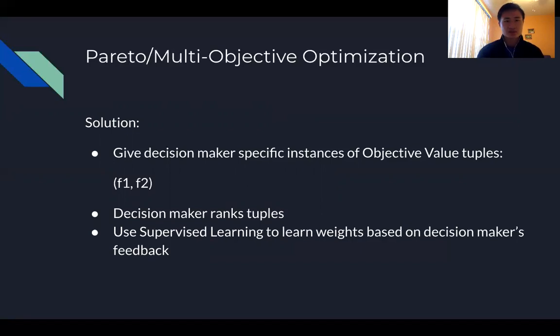So the solution is to give a decision maker specific instances of objective value tuples, where each tuple corresponds to a certain past decision. As you can see here, we have F1 and F2, and this tuple corresponds to a certain decision, where F1 is one performance criteria, and F2 is another performance criteria. So a decision maker will rank these tuples, and the framework will use supervised machine learning to learn weights based on the decision maker's feedback.